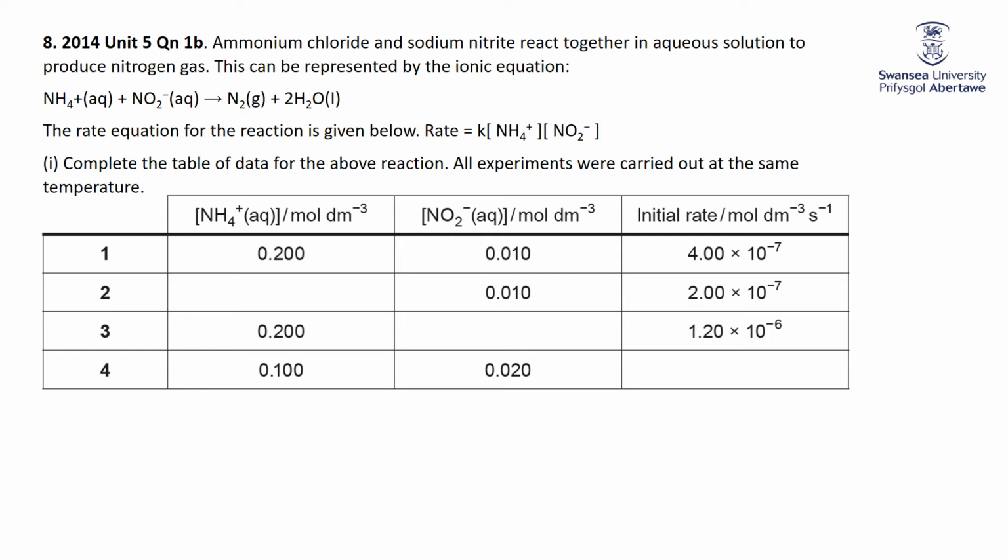Another one with all these nice little ratios. Now we're actually moving into an old A-level question, 2014 Unit 5. Ammonium chloride and sodium nitrite react together in aqueous solution to produce nitrogen gas.